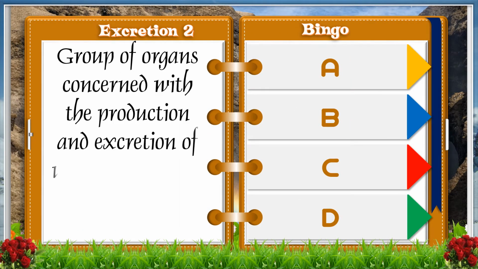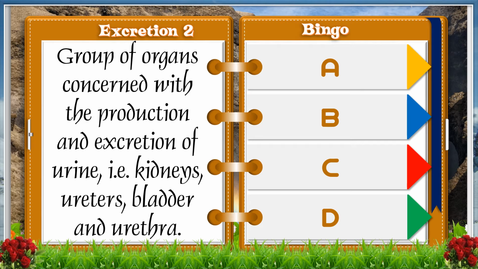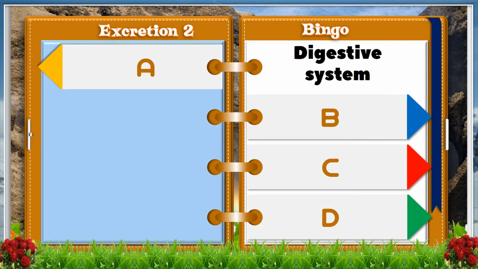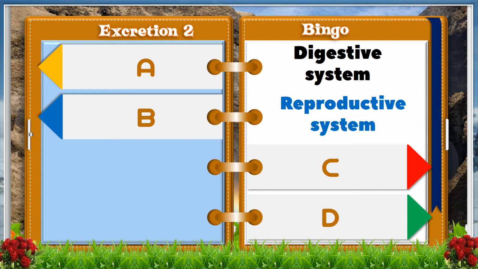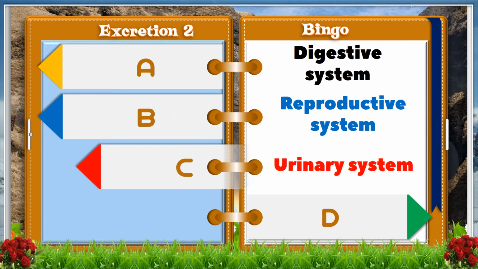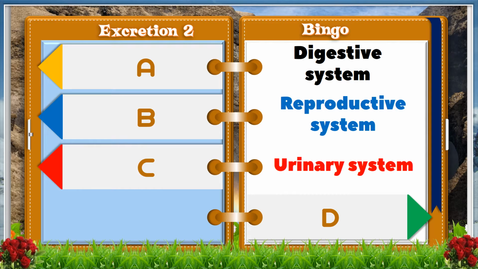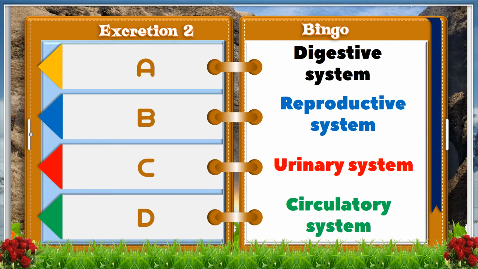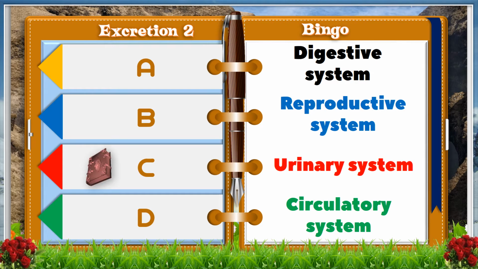Group of organs concerned with the production and excretion of urine, i.e. kidneys, ureter, bladder, and urethra. A. Digestive system. B. Reproductive system. C. Urinary system. D. Circulatory system. And the answer is C. Urinary system.